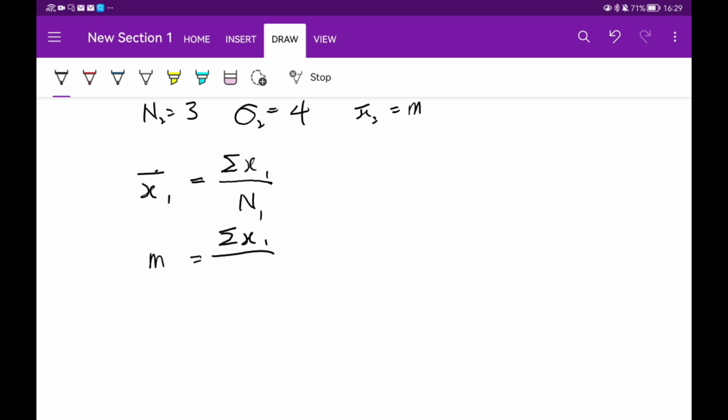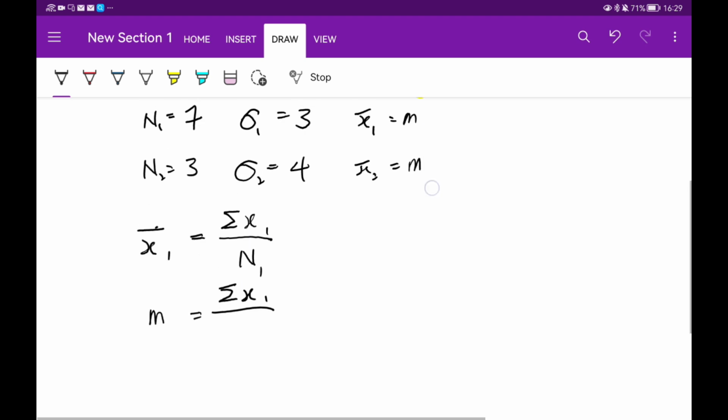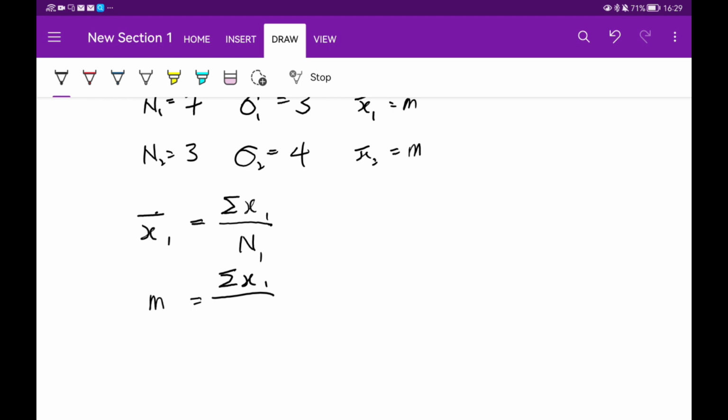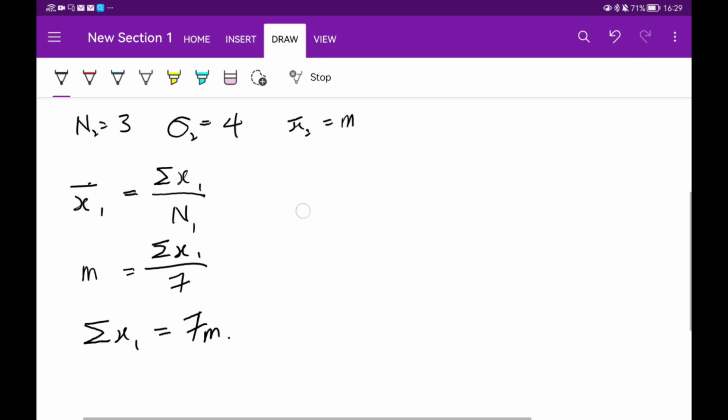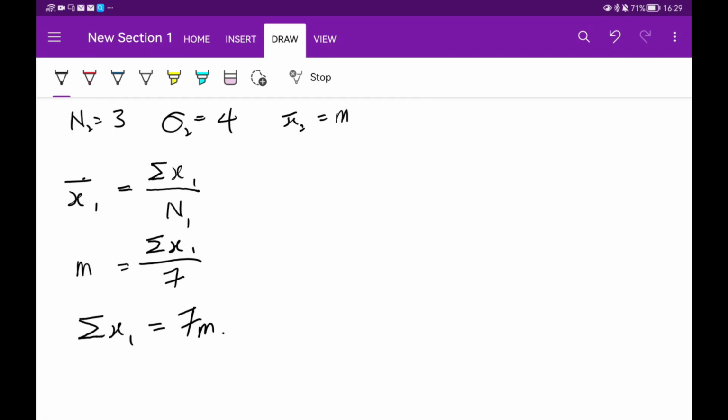Sum of x1 divided by n1, and n1 is 7, right? So we get the sum of x1 equals 7m. This is prepared for later. We want to combine together to find the variance.